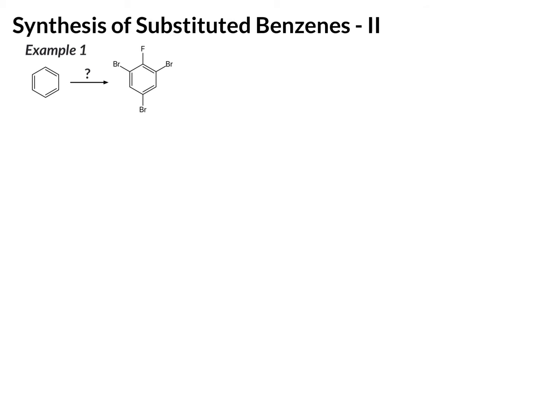In this first synthesis problem, we're starting with benzene. We want the tetrasubstituted benzene. And something that should jump out to you immediately is the fluorine that's on the ring. We don't have a way to directly install fluorine, so we need to do that through the diazonium ion chemistry. And remember that before you ever get the diazonium ion, you're going to have an amino group. And when that amino group is on the ring, you can do the tribromination.